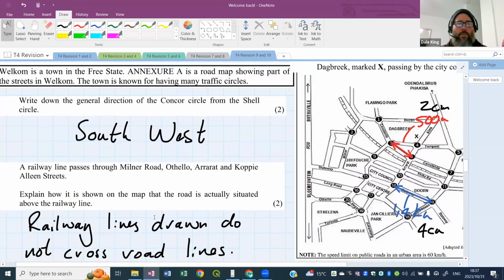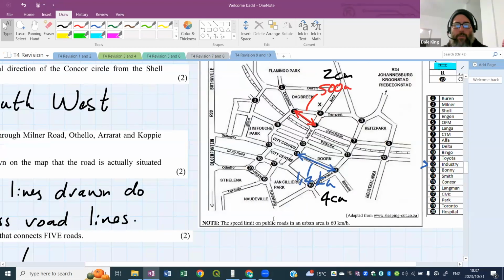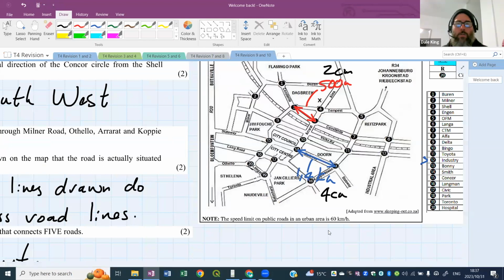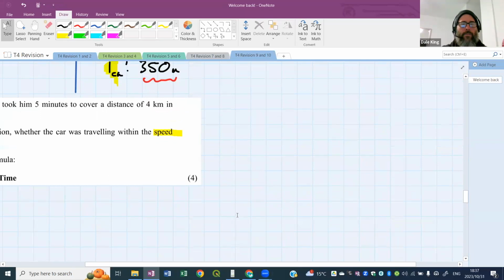Well, if we go back up to the map, I don't know if you noticed it. Down here at the bottom of the map, there's a little note. It's very small, so maybe you didn't notice it. Over there, highlighted in yellow, it says the speed limit on public roads in an urban area is 60 kilometers per hour. So we got to test that this guy was going 60 kilometers per hour. Okay. All right, here we go.